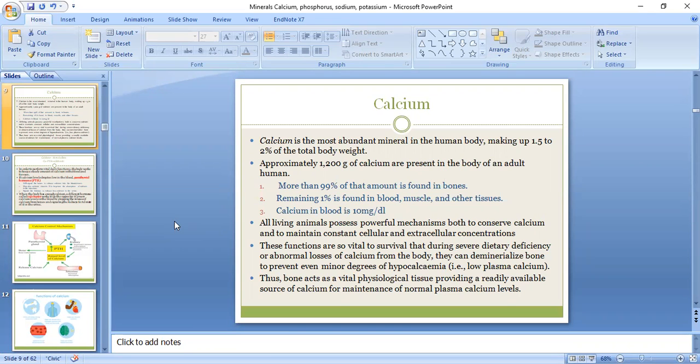All living animals possess a powerful mechanism both to conserve calcium and to maintain constant cellular and extracellular concentration. These functions are so vital to survival that during severe dietary deficiency or abnormal losses of calcium from the body, they can demineralize bone to prevent even minor losses leading to hypocalcemia. Thus, bone acts as a vital physiological tissue, providing a readily available source of calcium for maintenance of normal plasma calcium levels.